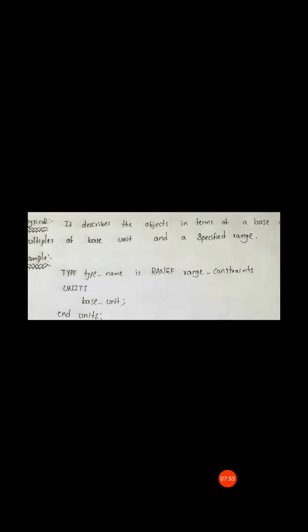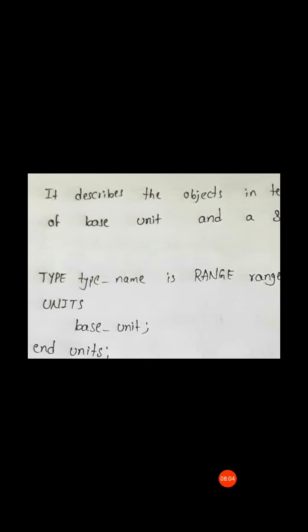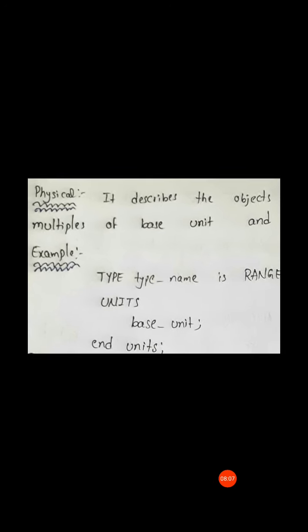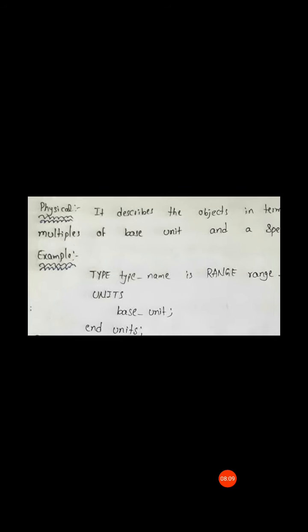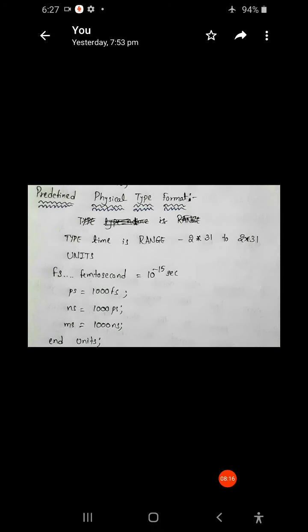First one, type name is range constraints. For the range constraints we have to mention the range, how much we are taking. Next, units. So we are giving the base unit here, right? Again, end units. In this way is the syntax for this physical data type. Now we'll see the example, the predefined physical type format.